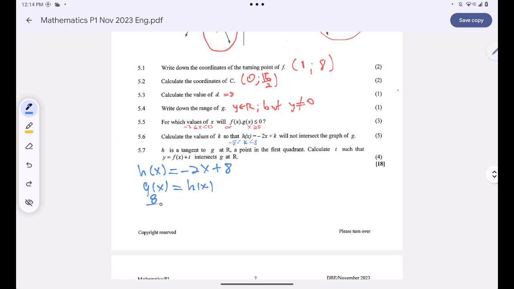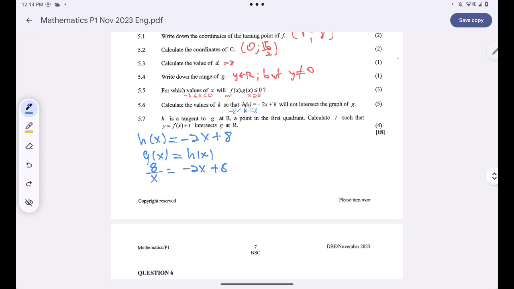g of x, remember, is 8 over x. I have negative 2x plus 8. Then all I need to do is to remove the fraction. I'll have 8 is equal to negative 2x squared plus 8x. Bring everything into standard form. I'll have 2x squared minus 8x plus 8 is 0. What I can do here, I can divide everything by 2. Now I'll simply have x squared minus 4x plus 4 is equal to 0.